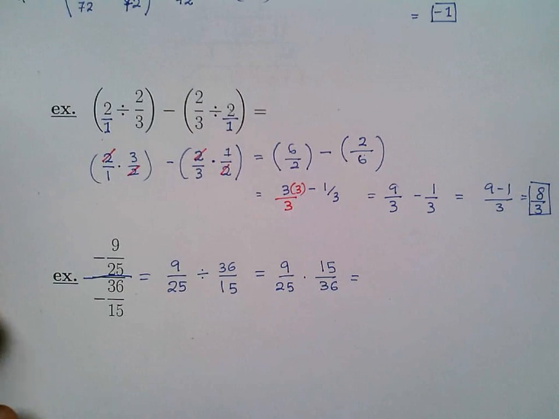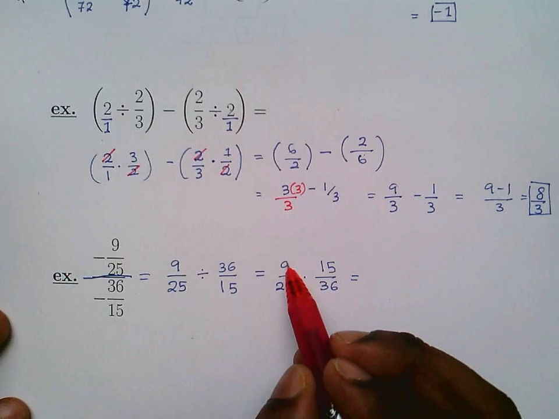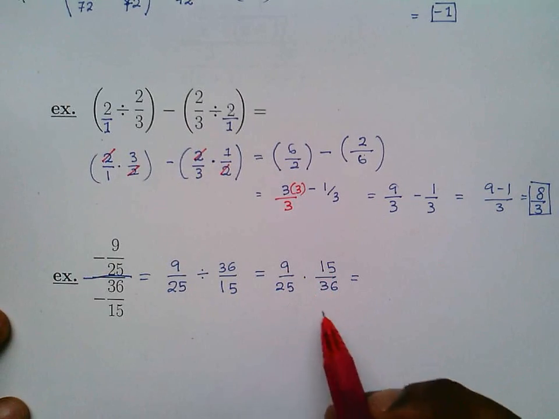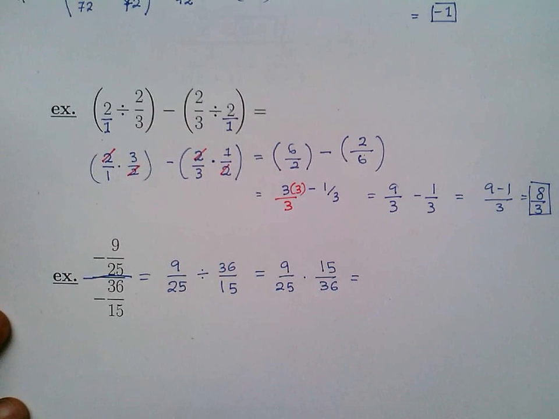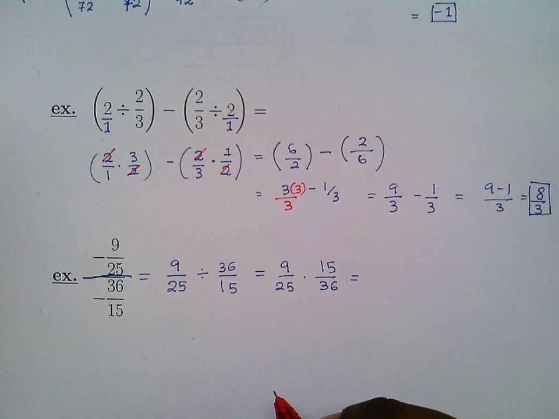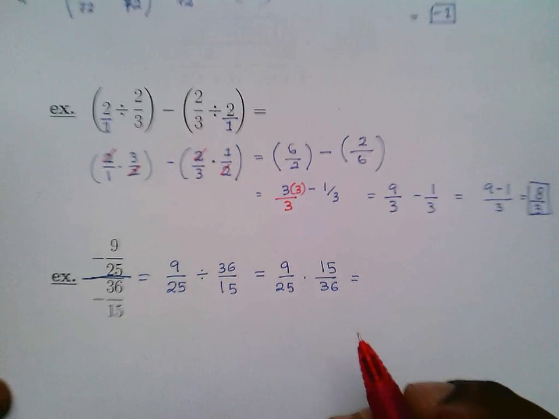And this is how I would do it. Rather than doing 9 times 15 and 25 times 36, I would seek out common factors and cancel them. And this is the way you should do your multiplications as well. I mean, it's not wrong, but it will take a lot more time if you actually do the multiplication.